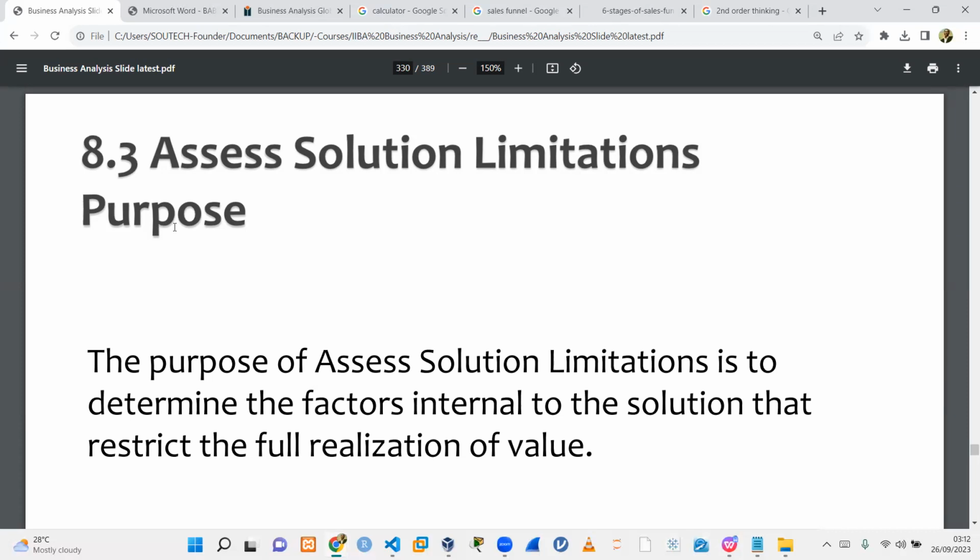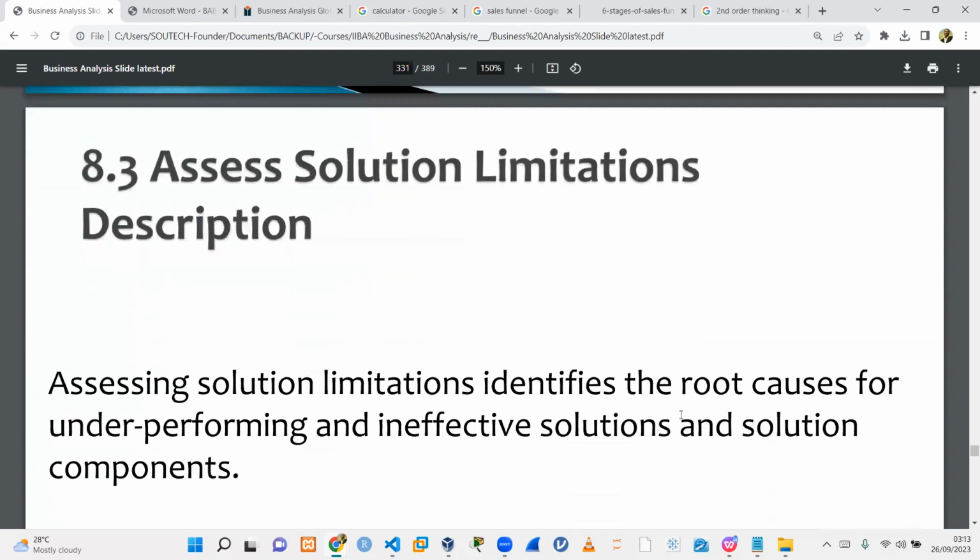So you can have solution A, the main solution. You can have a solution that is going to be assisting or making the solution work better, or a solution that is going to target different niches. So it is very key to look at the solution that you are proposing. It's not enough to just say, okay, this is going to solve the problem, this is going to help us deliver value. You need to also go ahead and look at what the limitations might be. So it's to determine the factors internal to the solution that restrict the full realization of the value.